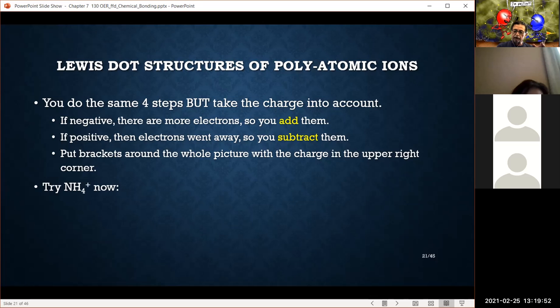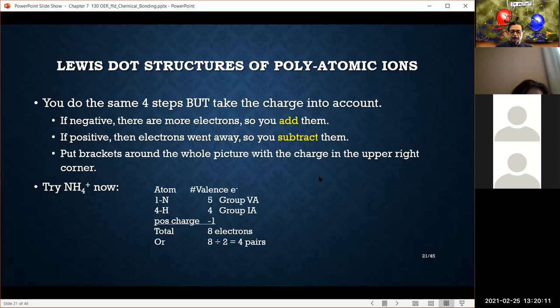Okay, so let's try the very first one. This was the ammonium ion. Notice that it has a positive charge. So being positive, we're going to subtract 1 electron from the total valence electron count that we have. So we do the same thing like we've done before. 1 nitrogen brings in 5 valence electrons. 4 hydrogens, each one brings 1 electron. So we have a total of 9 electrons.